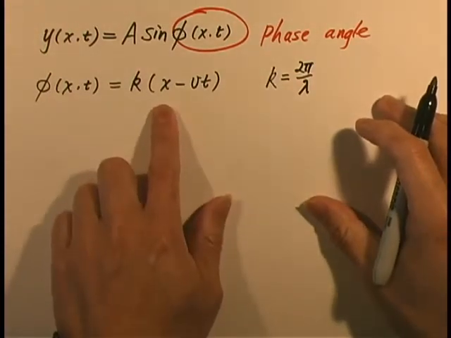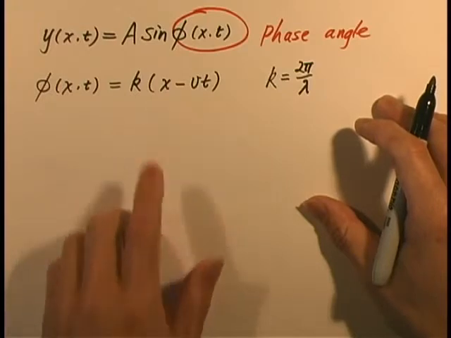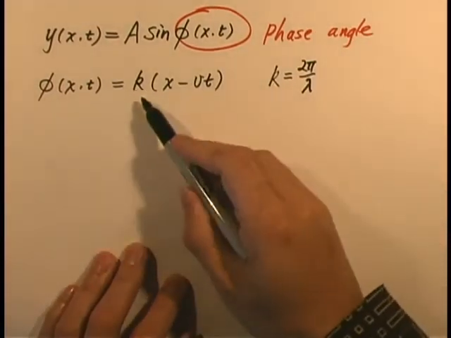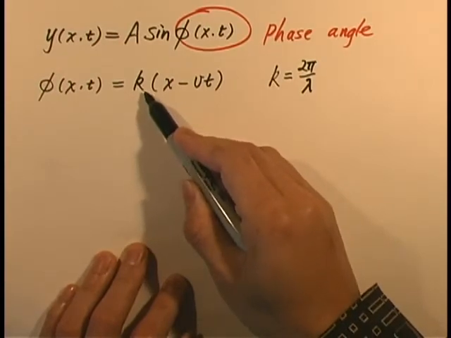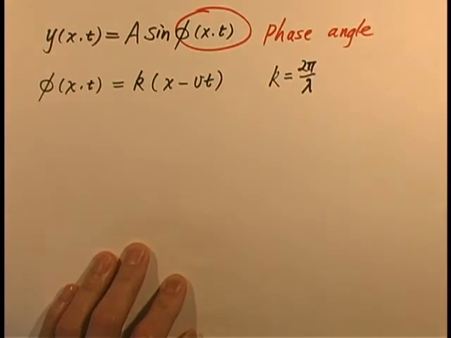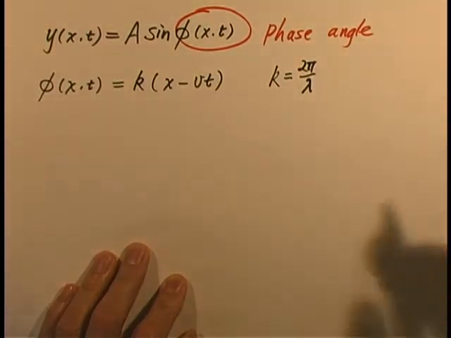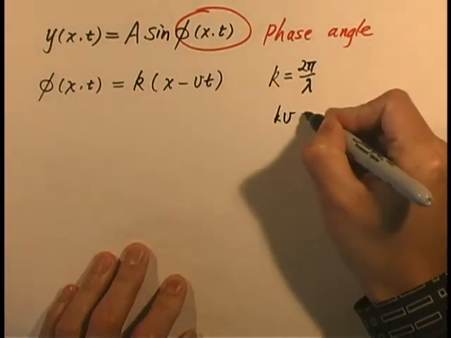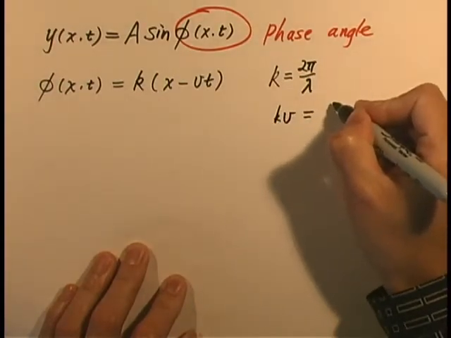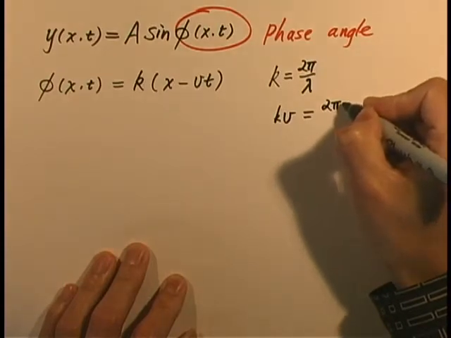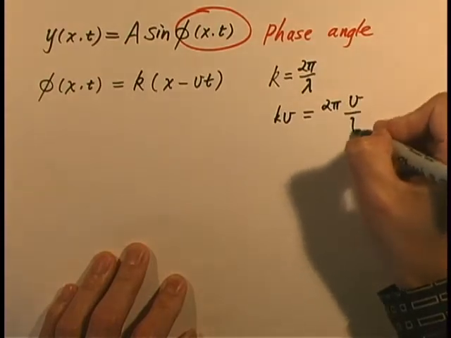This is not the only form to write down the phase angle. Let us look at some alternatives. If we plug this in, if we move that k in, then we have kx minus kvt, right? What is the combination of k times v? Let's take a look. So k times v, because k is 2 pi over lambda, is 2 pi, and then v over lambda, right?